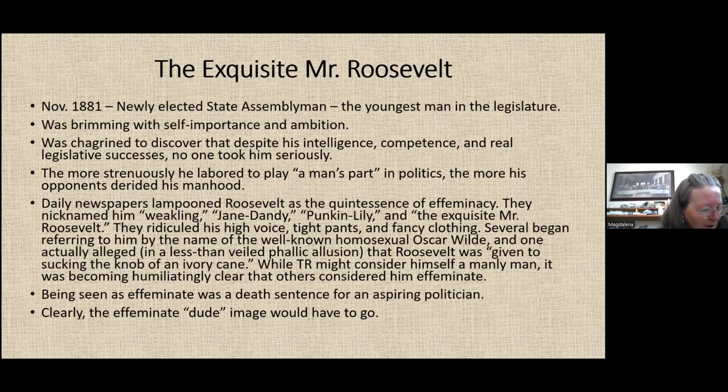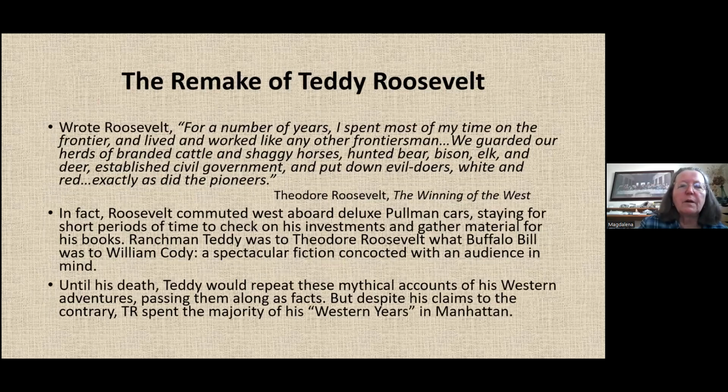And I read an account of Teddy's first impression when he appeared in the assembly room, and he was dressed in a purple satin suit and speaking in a high-pitched Harvard voice. And the other assemblymen just took a look at the rich kid and they laughed. So for Roosevelt, that was unacceptable. The effeminate dude image would have to go. So he embarked on the remake of Teddy Roosevelt, okay? And Roosevelt set out to make people believe that he was a manly man.